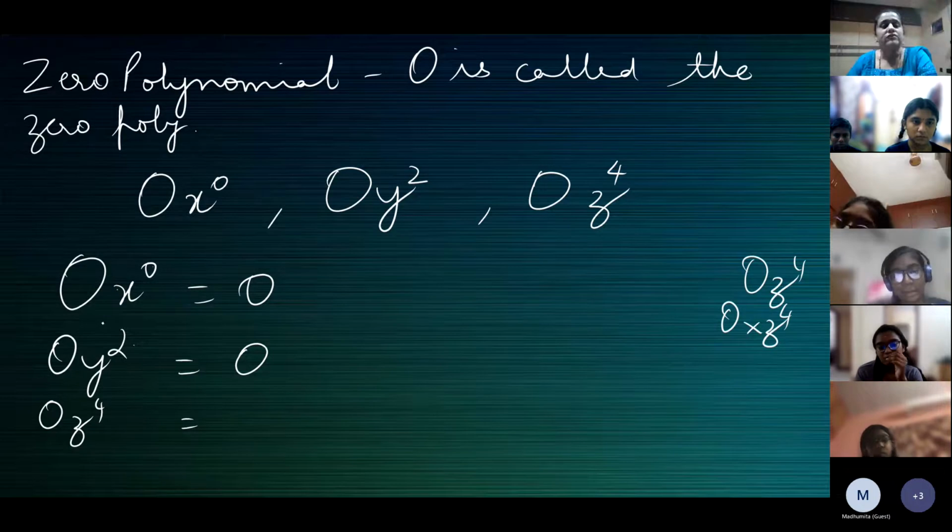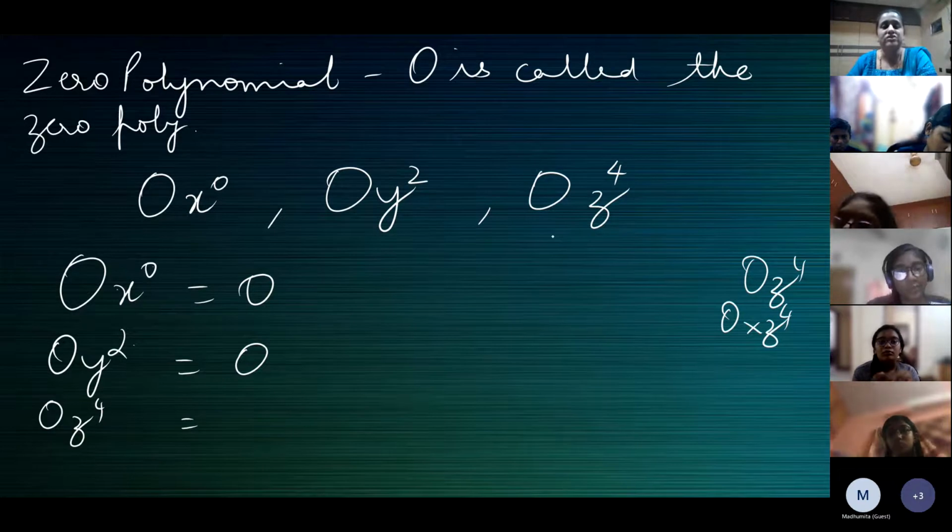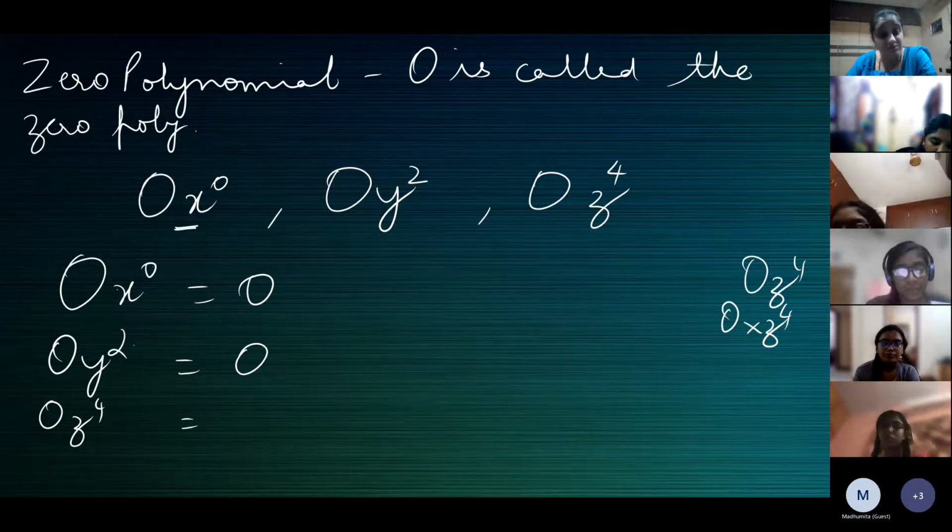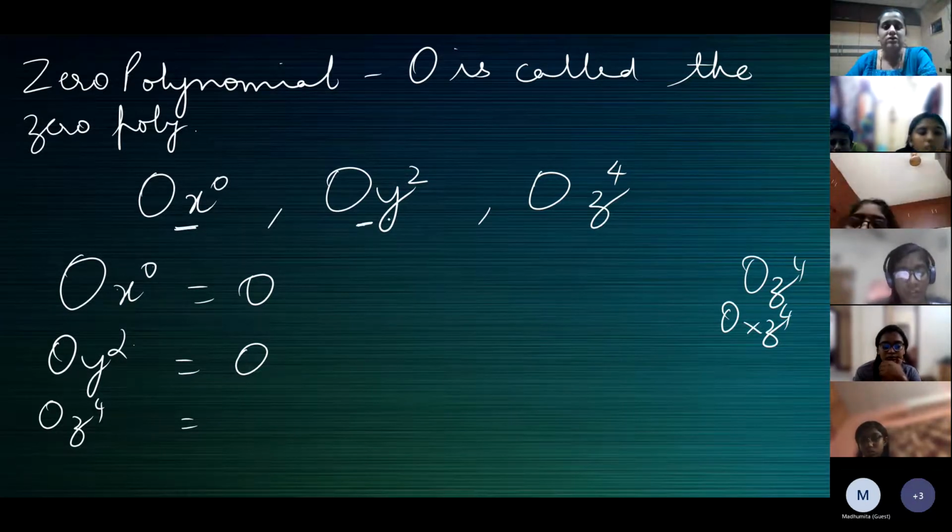Now, when you present 0 in different ways like this, is the value still 0? That is what we are checking. When you write 0 as 0x to the power 0, is it still 0? Here also, is it still 0? Because you shouldn't change the value. You can make it look different, but it should still be 0. So you can write 0 like this, and like this.